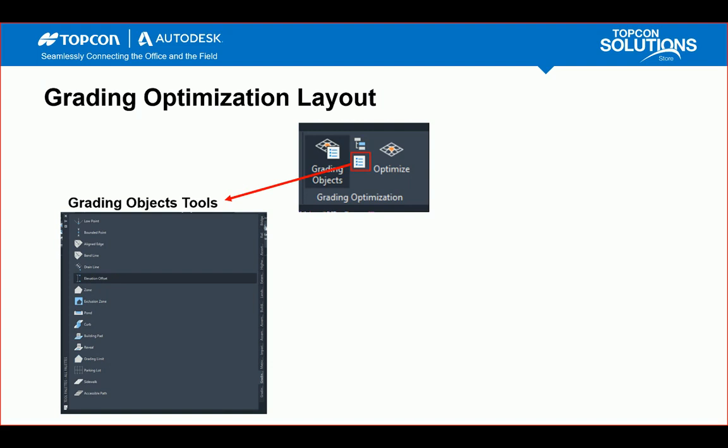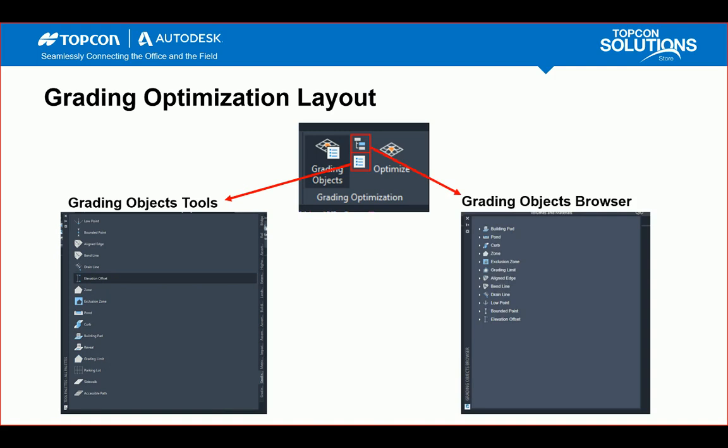Once you have set one in your grading object tools, so for example, you want a low point, you click on the low point option, and then you select your low point in your Civil 3D model. Now it'll go into your grading object browser. Basically, this is everything that's existing set as a grading object. So every grading object you set will go into the browser, and you'll see a number after the name. For example, building pad, you'll see parentheses 1, indicating that there's one building pad you set in your drawing.